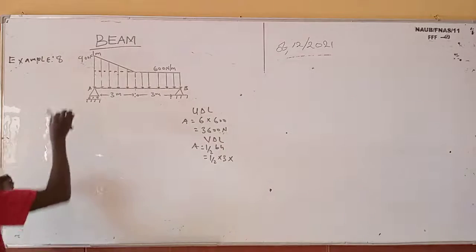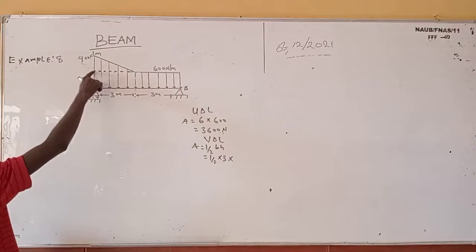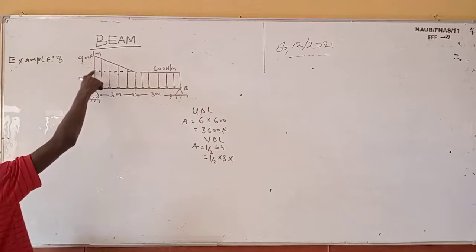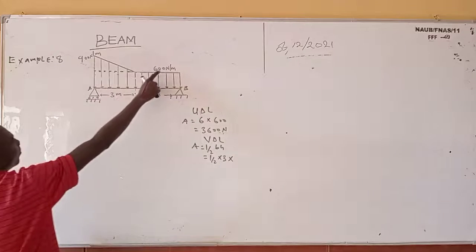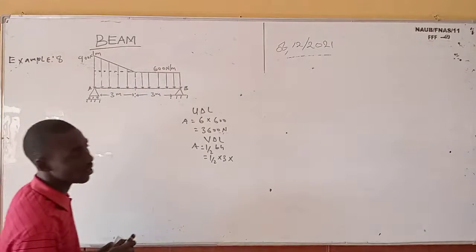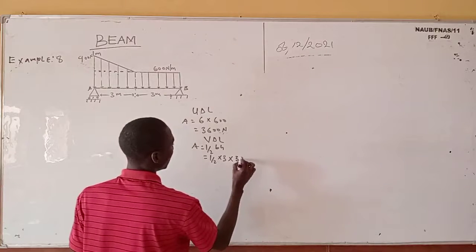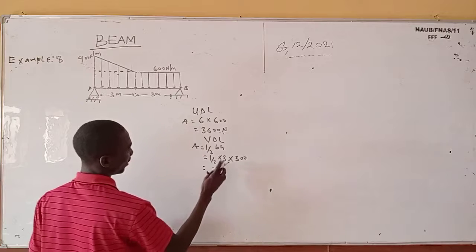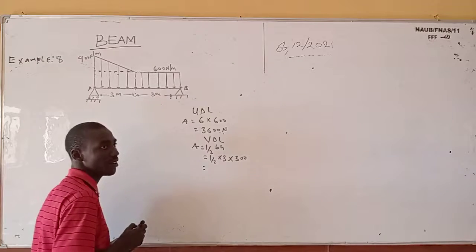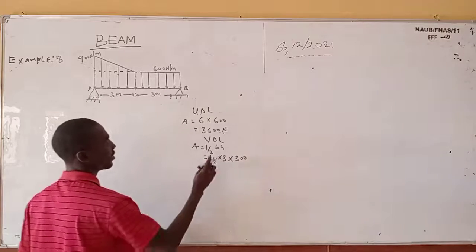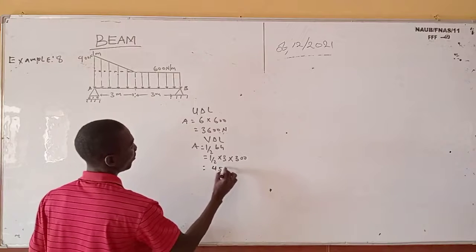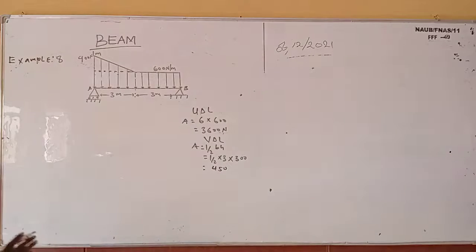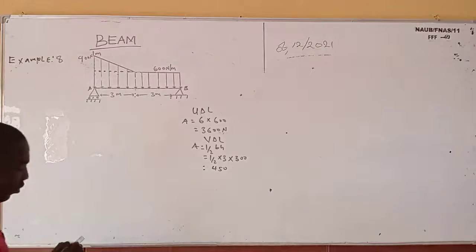And from this point to this point is 600. So it shows that the height of the variable distributed load is going to be 900 minus 600, which is 300. So this place will be 300. Which is nothing but 3 times 3 is 900. 3 times 300 is 900. 900 divided by 2 is 450. So now, gotten that.